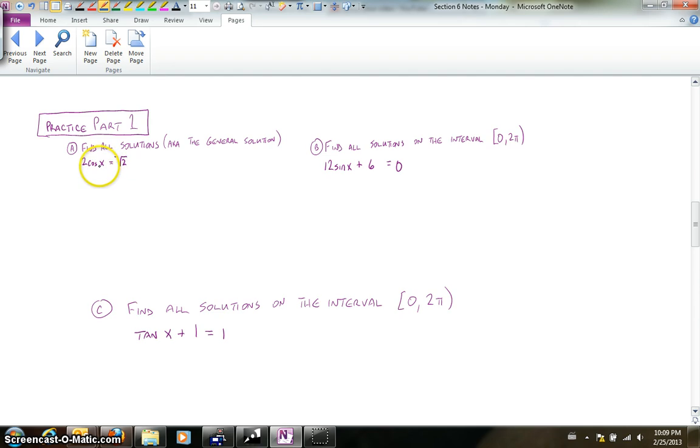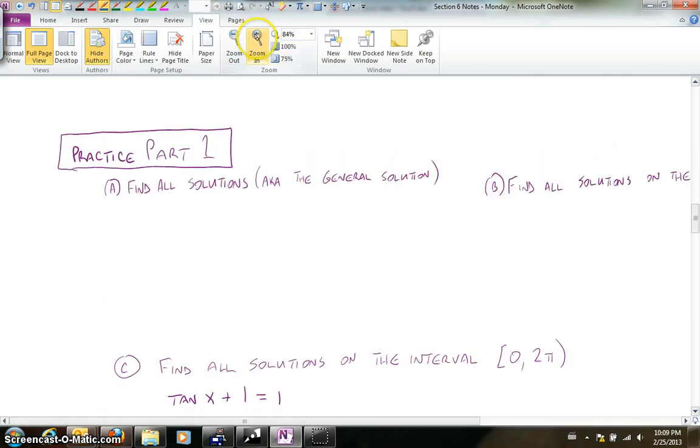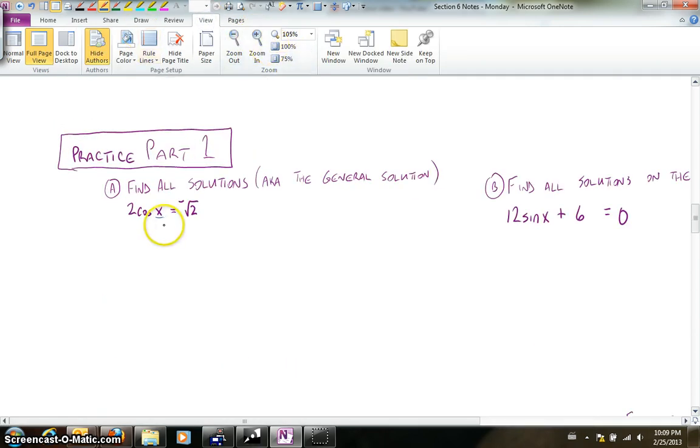Again, I can tell it's a trig equation. I can see because I have a variable inside the trig. I'm taking the cosine of some angle. Let me zoom in a little bit, make this bigger for you. And so I need to first isolate the trig, and to do that I'm going to divide both sides by 2. I'm left with the cosine of some angle x equals negative radical 2 over 2.